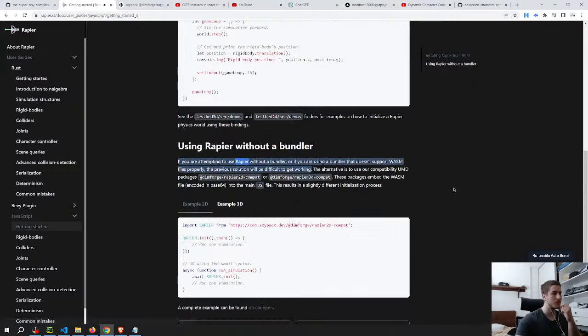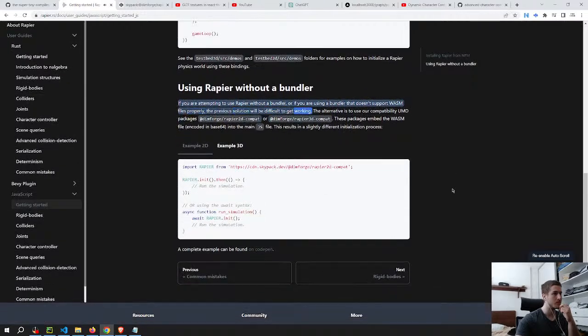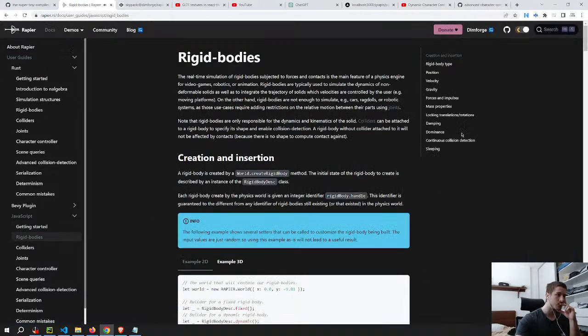Using Rapier without a bundler. If you are attempting to use Rapier without a bundler, or if you are using a bundler that doesn't support WASM files properly, the previous solution will be difficult to get working. The alternative is to use our compatibility UMD packages at rapier2d-compat or rapier3d-compat. These packages embed the WASM file, encoded in base64, into the main.js file. This results in a slightly different initialization process. Example 2D, example 3D, import Rapier from https://cdn.skypack.dev/.